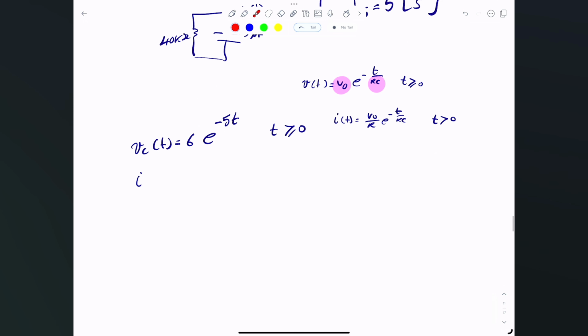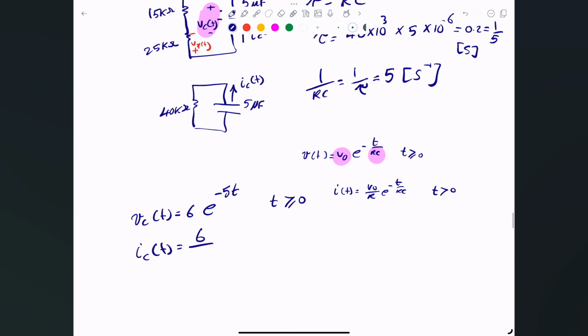So I_C(t) is simply V0, which is 6, divided by R, and this R in here is 40 kilo ohms. If you use 40, and it's 40K, we get the result in milliamps, e to the negative 5t, and that should be equal to, let me write it in here, 0.15 e to the negative 5t milliamp.